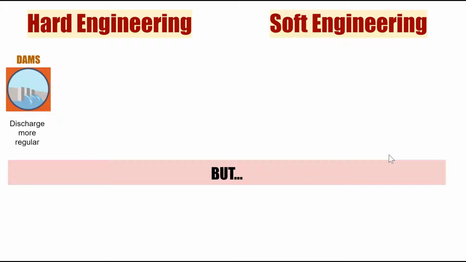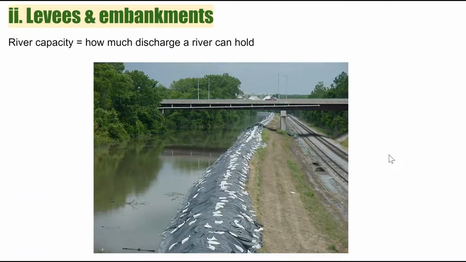So does the hard engineering method of dams help in flood control? Well, yes, it can. It can make the discharge more regular. But the big negative here is the loss in the habitat in the reservoir, and it can displace some of the locals. So discharge more regular, habitat loss, and displacement of locals. Right, that brings us on to method number 2. If you want to turn over in your books, we're going to be taking a look at levees and embankments.